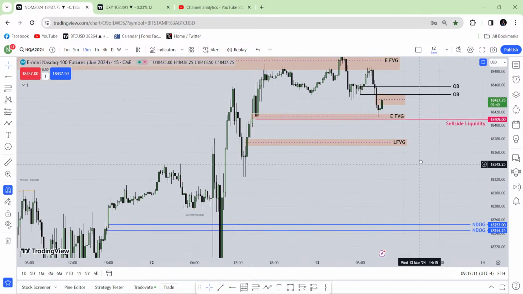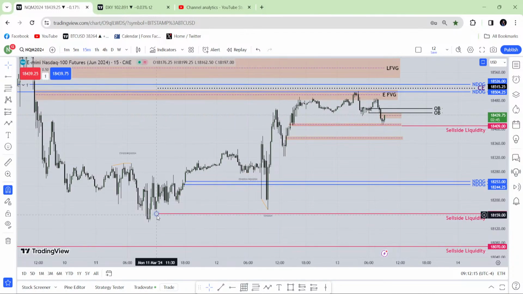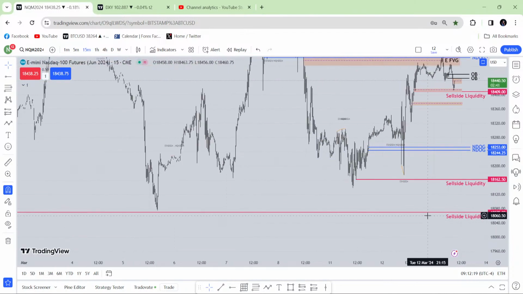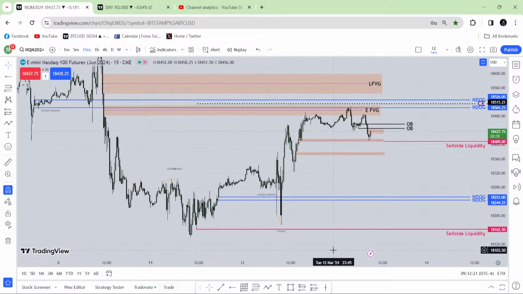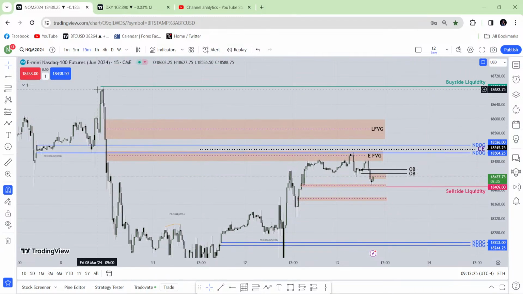First things first, you open your chart and look for the liquidity. Where is your liquidity? You can see these are the relatively equal lows, and this is the sell side liquidity. So you have only the sell side liquidity. Do you have any buy side liquidity? No, you don't, except this all time high.